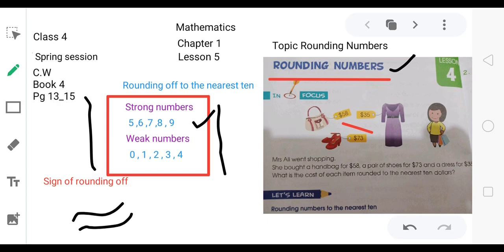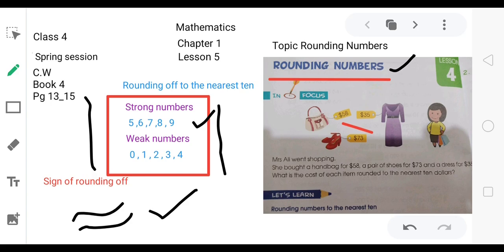Another thing, keep in mind this one. What does it mean? This is a sign of rounding off. You all know this sign. This means the equal one. But when you are doing the questions of rounding off, you have to put this sign for the rounding off numbers.